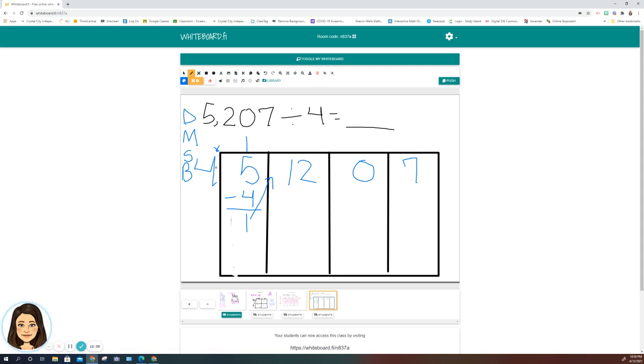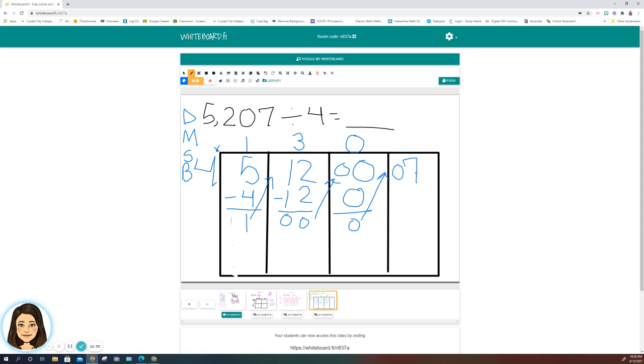12 divided by 4. Well, 4 can divide. You can count by 4s. 4, 8, 12, 3 times. So now we're going to multiply. 4 times 3 is 12. So we're going to subtract that 12. And then we're going to bring it up. We have a 0. So 0 divided by 4 is 0. 4 times 0 is 0. So we're going to bring up our 0.